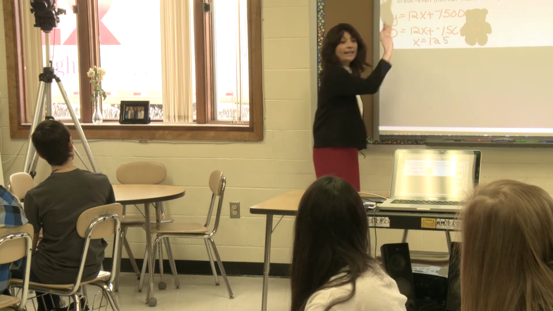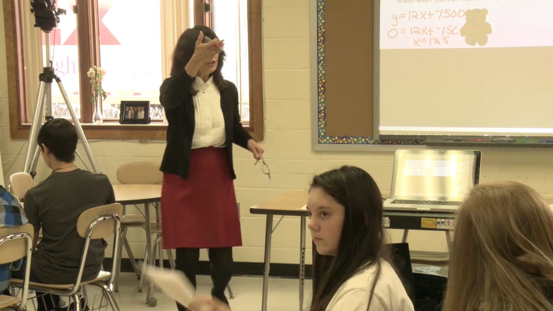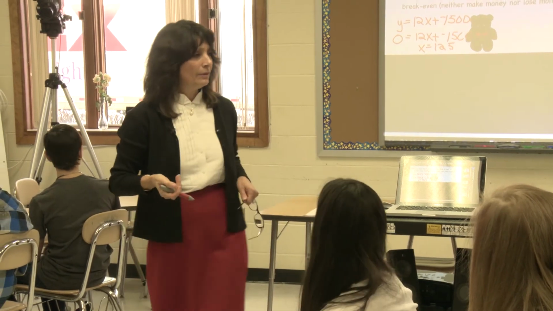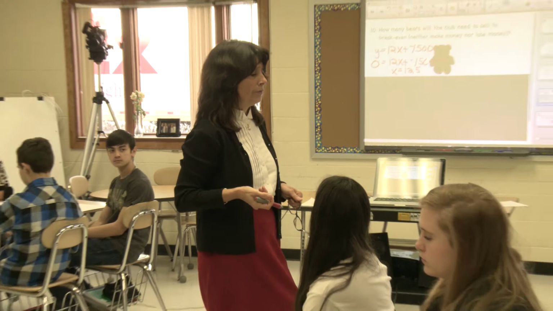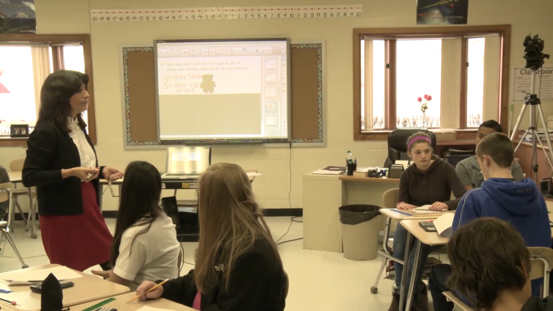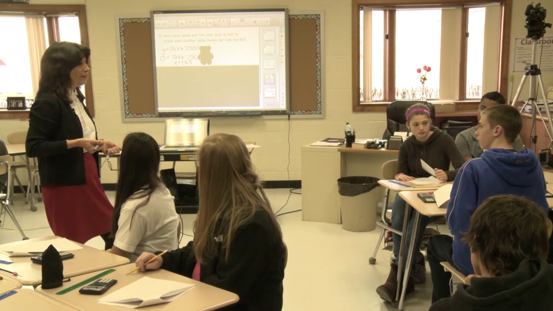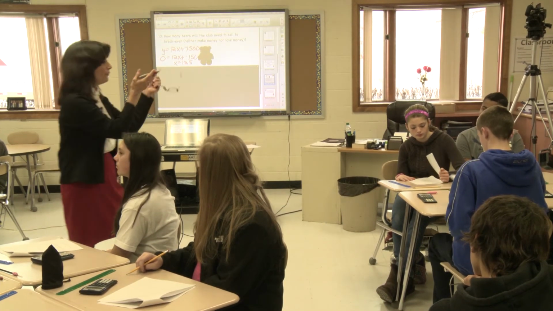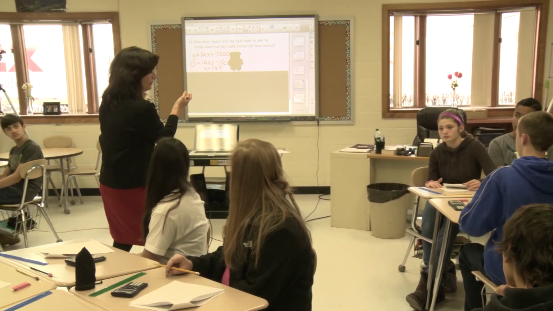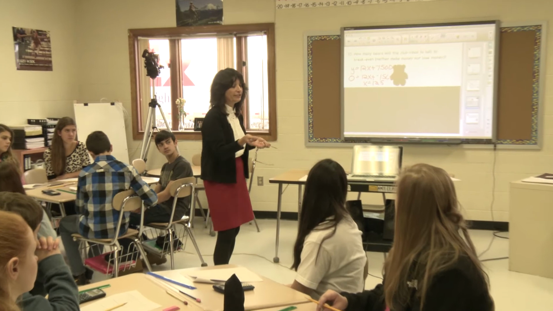Did anybody do it any other way? Dan? Well, you could use the table. What did you do with the table? Well, in between negative 300 and positive 300 is 0. And then between 100 and 150 is 125. Very good. So for this problem, you could have used an equation, you could have used a graph, you could have used a table.